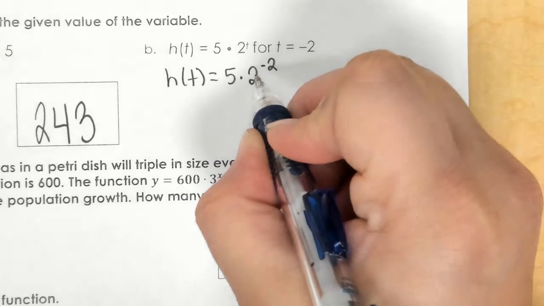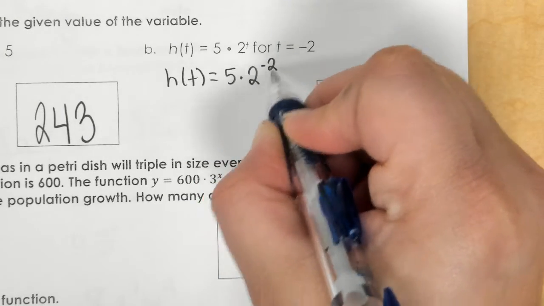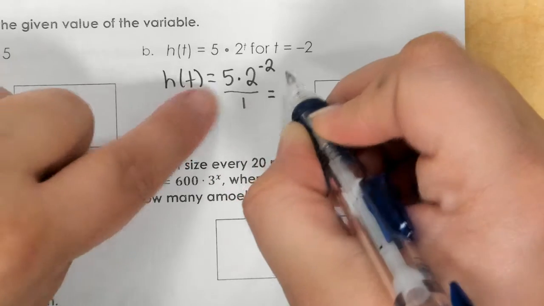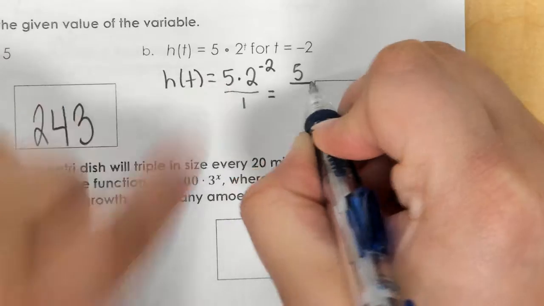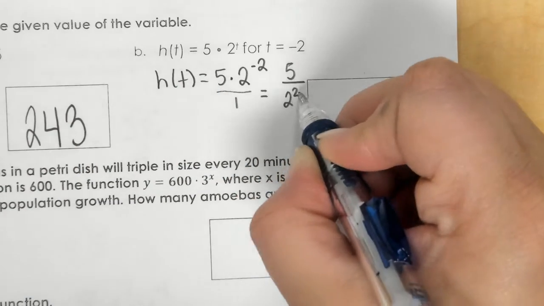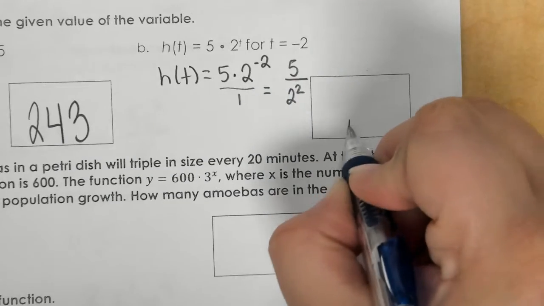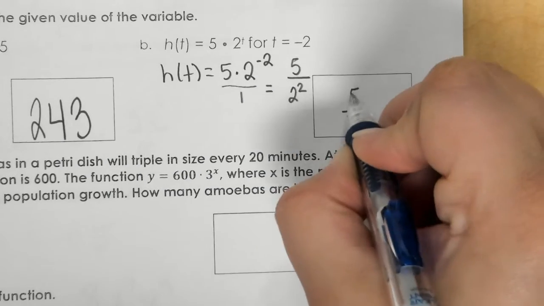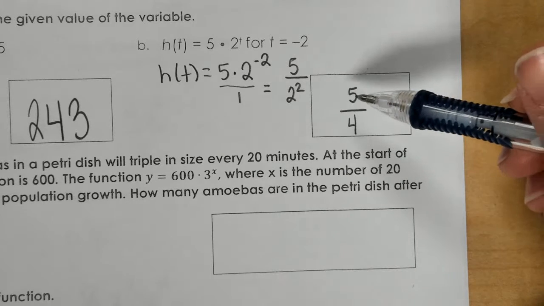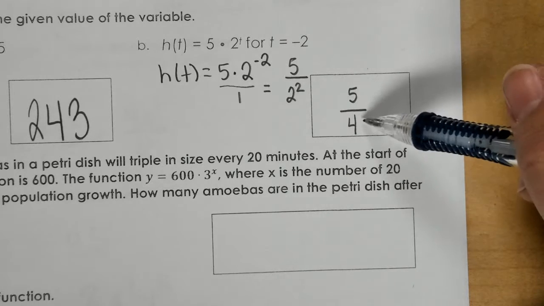Okay. And then in part B, we have h of t equals 5 times 2 to the negative 2 power. Well, we've been taught we cannot have this negative. So we put the expression over 1. The 5 would stay, and the 2 to the negative 2 would move to the bottom. So this 2 to the negative 2 becomes positive 4, and that 5 would stay. And then since we're not doing anything with this further, like graphing it, we can just leave it 5/4.